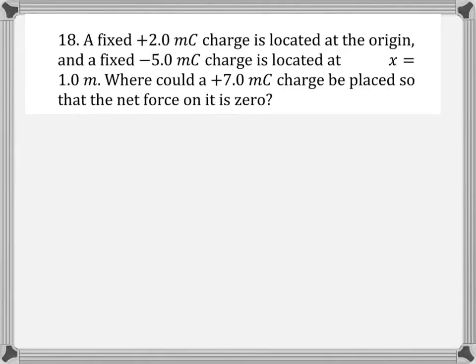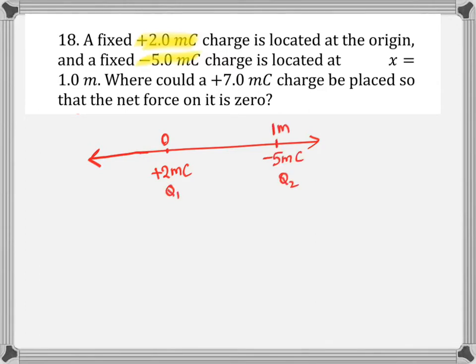Let's apply Coulomb's law to a challenge problem. Here, first we can see that we have an x-axis on which there is a positive 2 millicoulomb charge at the origin, and then there is a negative 5 millicoulomb charge located at a distance of 1 meter.